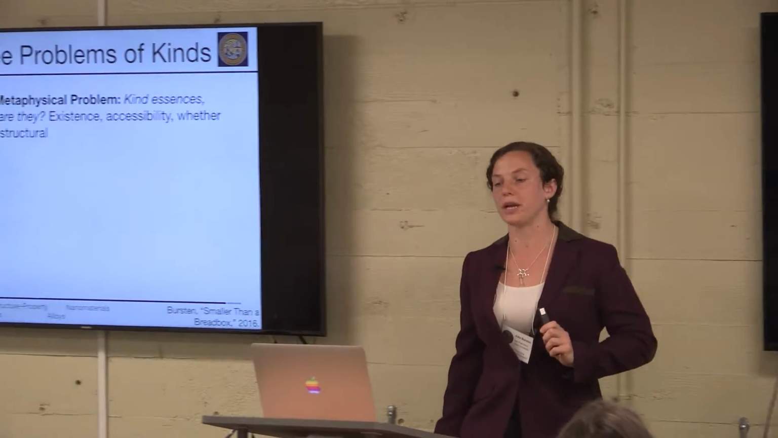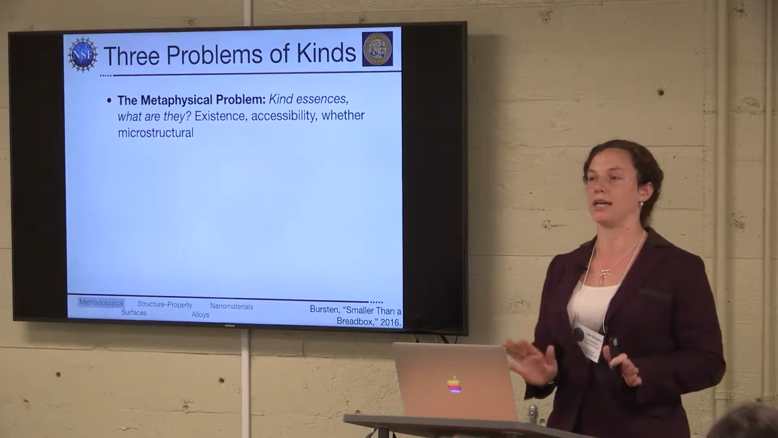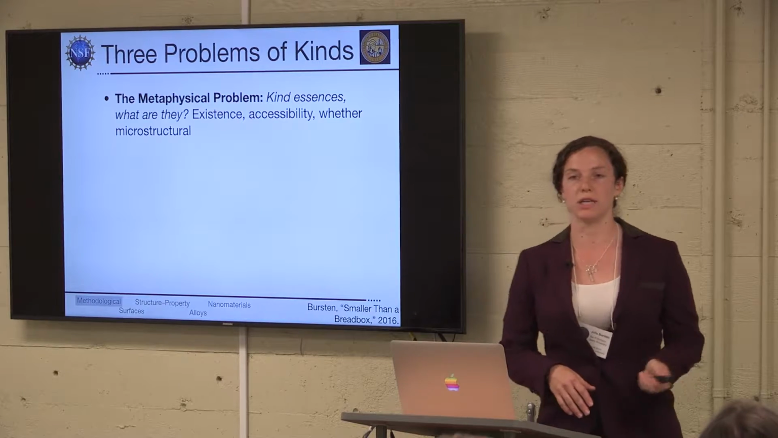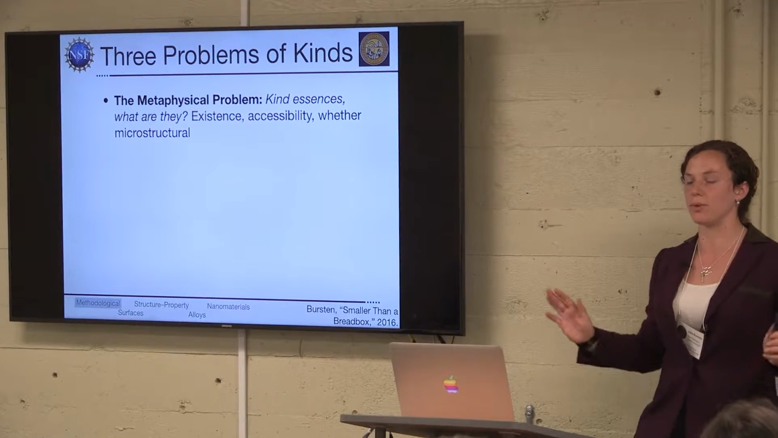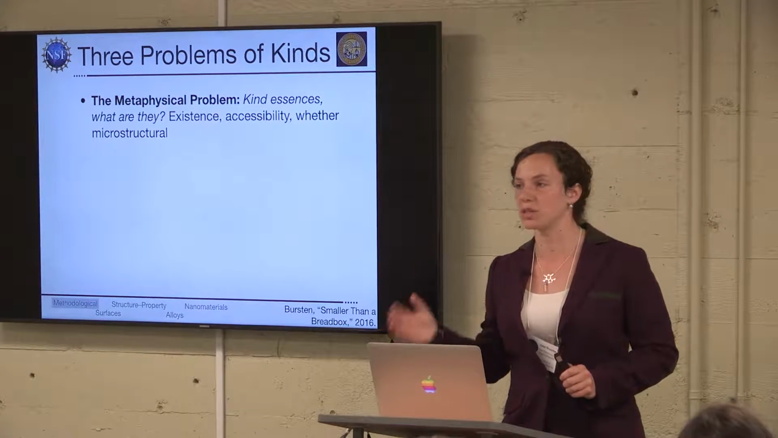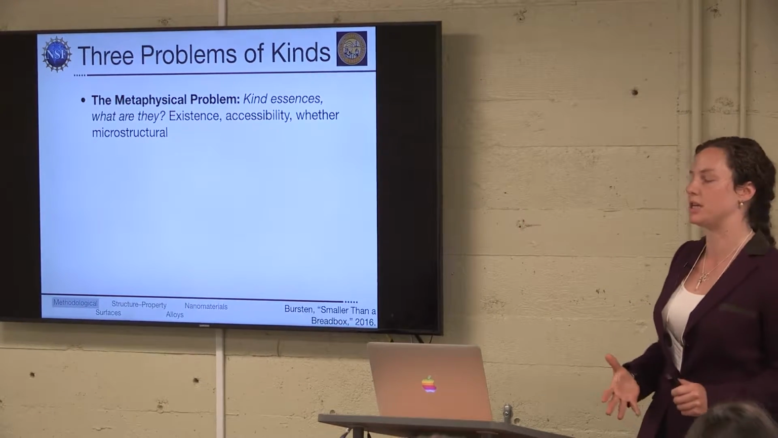So I take it that we could have at least three different kinds of problems that we might care about when we care about kinds. One, and this is a very classical metaphysical problem of kinds: what are kinds? What sorts of things are they? How do they exist in nature?